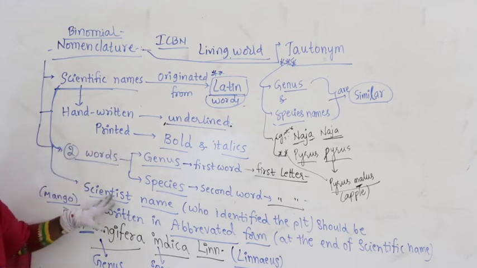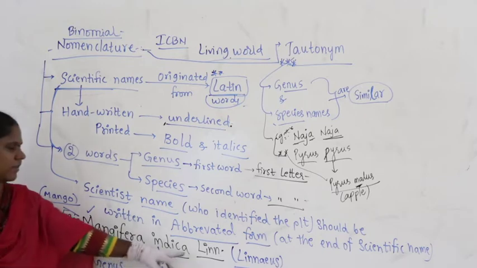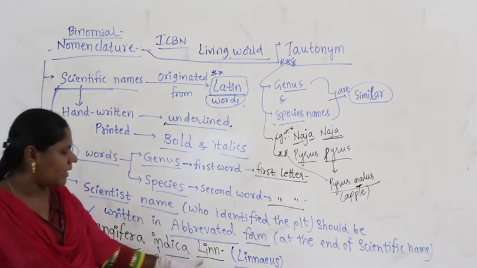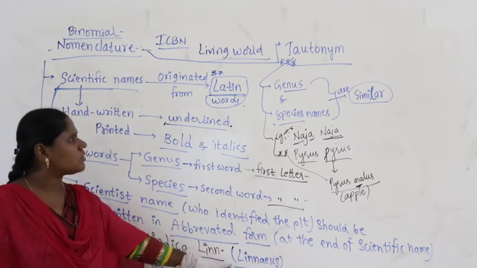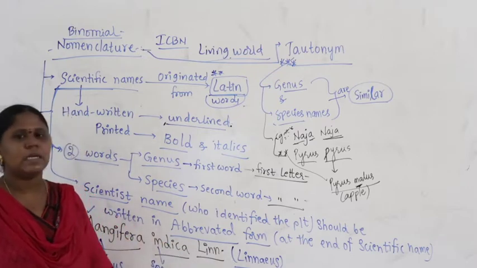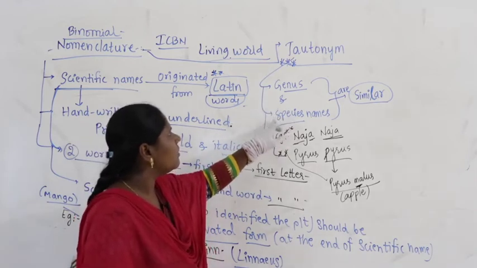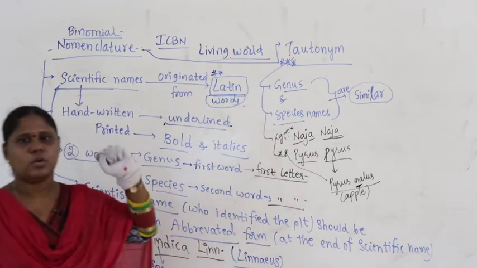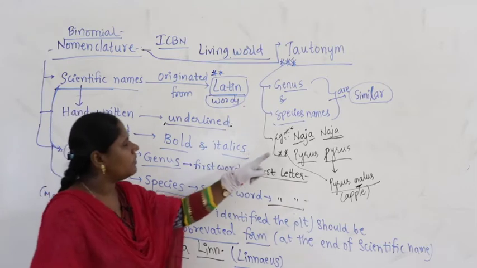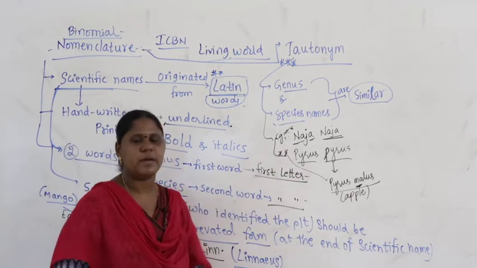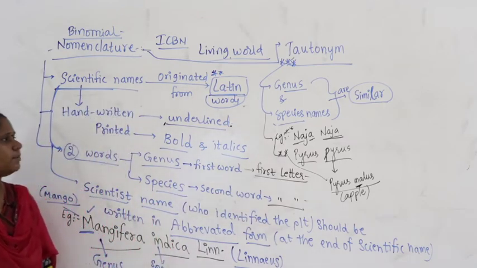And the scientist's name should be written at the end of the scientific name. If you find Linn in abbreviated form at the end of the scientific name, it talks about the scientist called Linnaeus. So if both genus and species names are similar, that is referred to as tautonym. You can have examples like Naja naja and Pyrus, but later Pyrus changed into Pyrus malus, right. Now let us continue further.